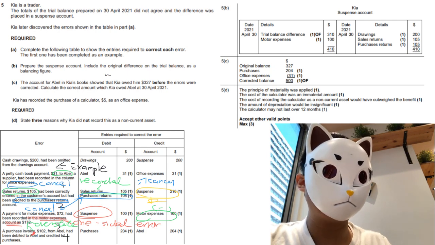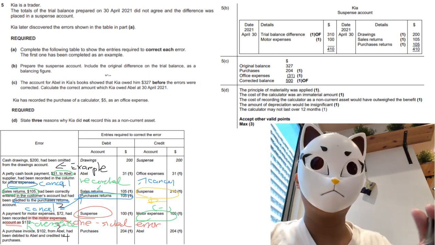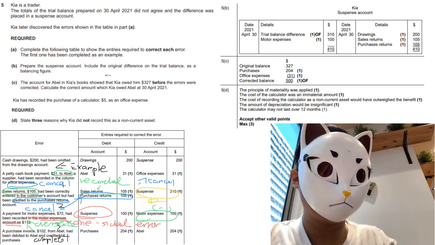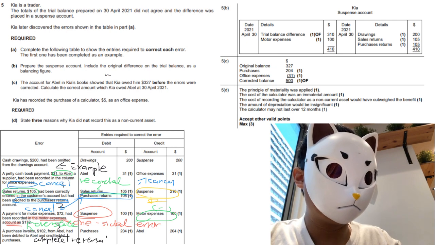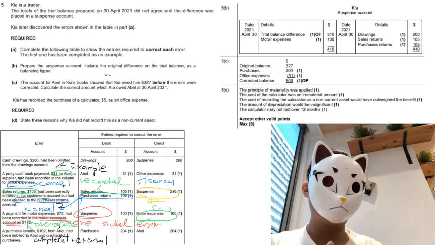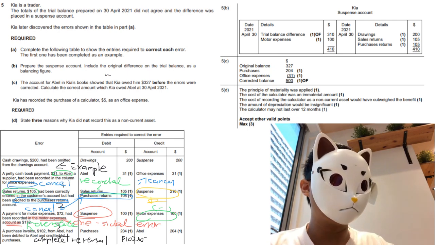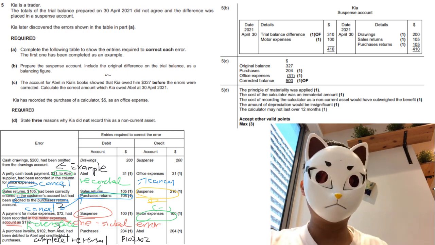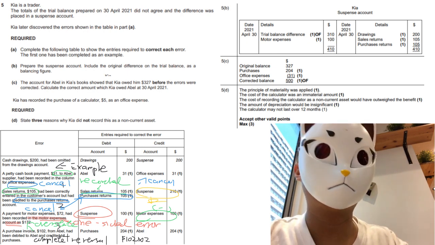Last one, the purchase invoice has been debited to the supplier and credited to the purchases. So this is a complete reversal. This error we call complete reversal. So what we need to do is reverse it back, but the amount is not 102. The amount would be 102 times 2, which is equal to 204. So this is how we do the correct entries for complete reversal.